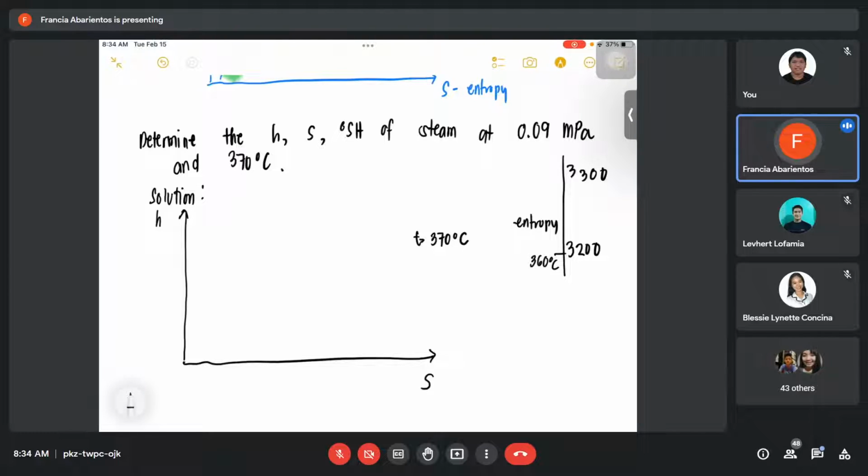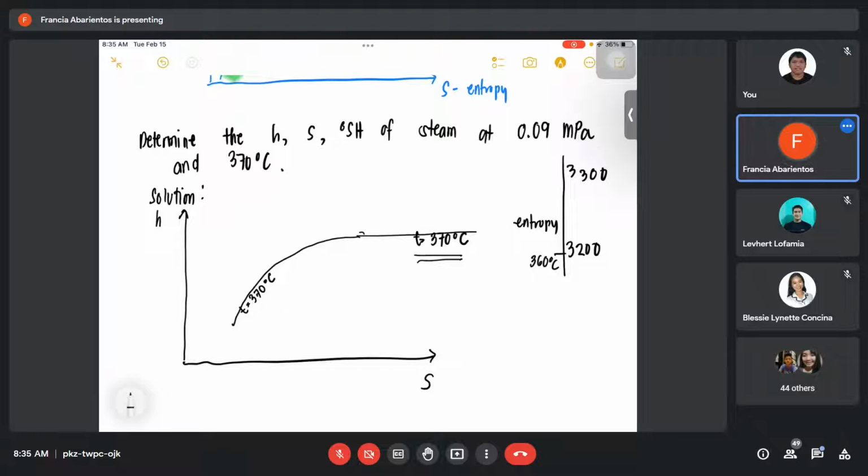Ito muna class yung hahanapin natin, 370 degrees Celsius. Kasi yung temperature line class from here sa enthalpy natin, so pag ganun siya, saka siya pababa. Okay. Kaya minsan may makikita ka doon na 370 degrees Celsius. Okay. Nahanap ba class yung 370?